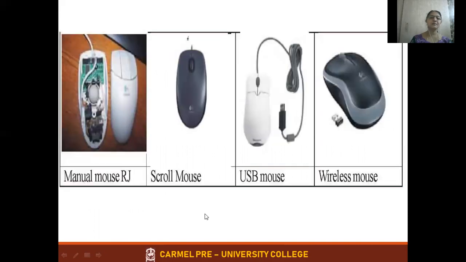Now you can observe this in the picture. Manual mouse or manual RJ mouse. This is a mechanically operated mouse. So you can see the rubber ball over here. We used to keep the mouse, this is the outer cover, they have just removed it to show the internal parts. So you used to keep it on a flat surface and move the device, and the rubber ball used to rotate. They used to have a mechanical, physical connection for the movement of the arrow, the pointer, which used to move on the monitor or the screen. That has been replaced by the optical mouse or scroll mouse.